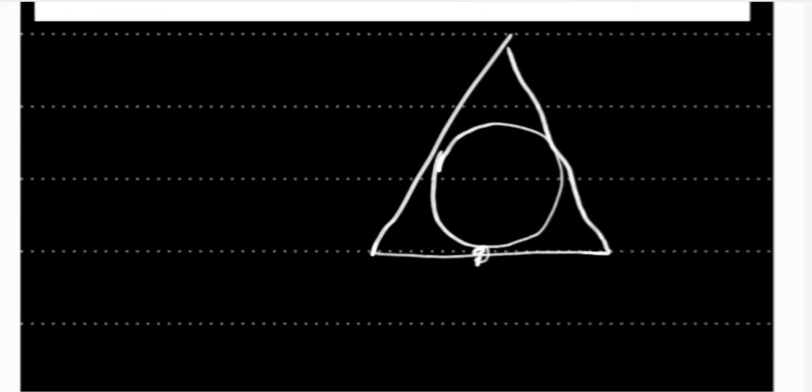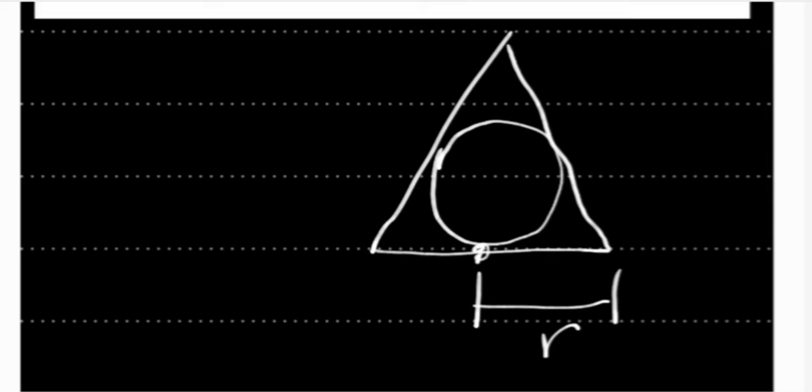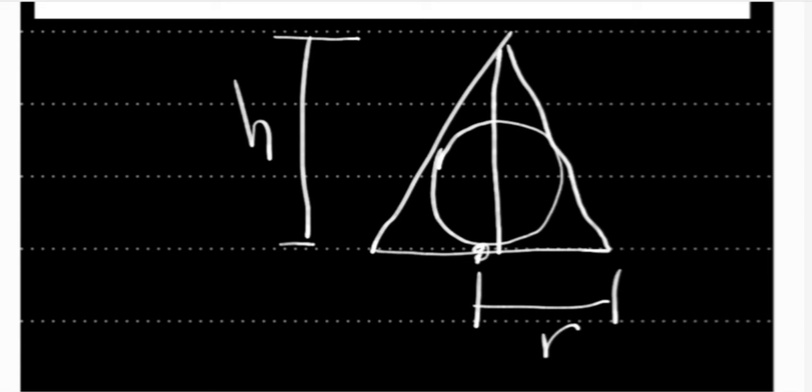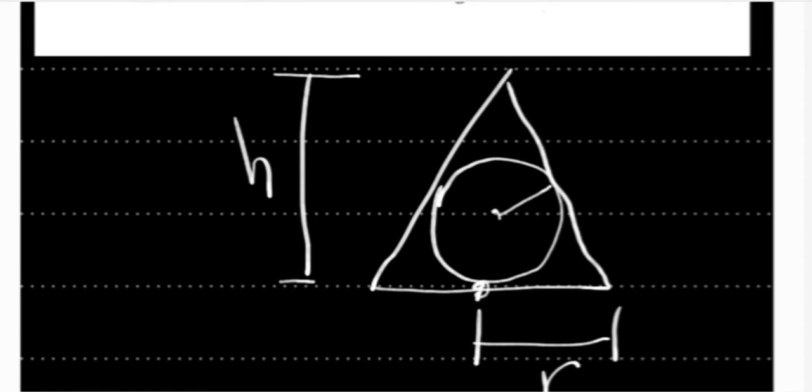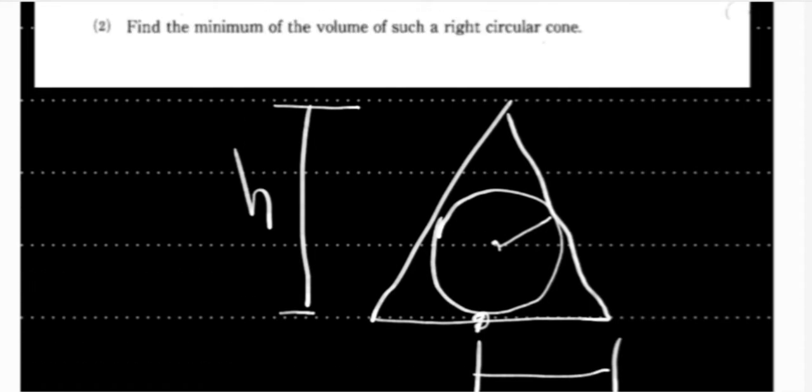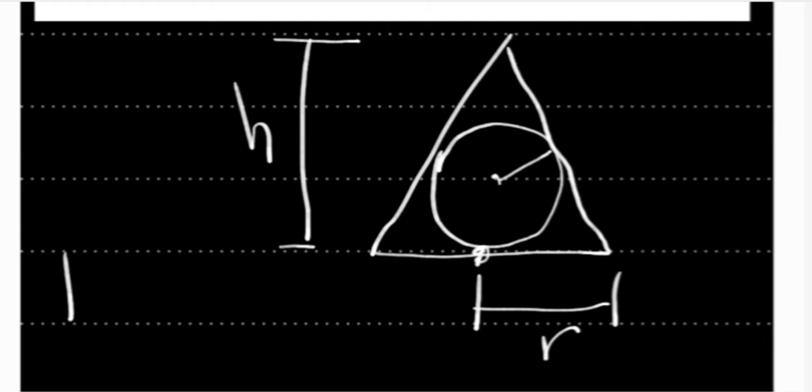Now this radius over here is small r, right? And this is the value of h, right? And over here we will have the radius of the sphere. So the radius of the sphere is equal to 1. I'm going to call the radius of the sphere big R. Big R is equal to 1, okay?